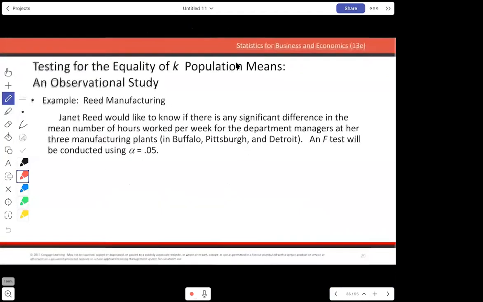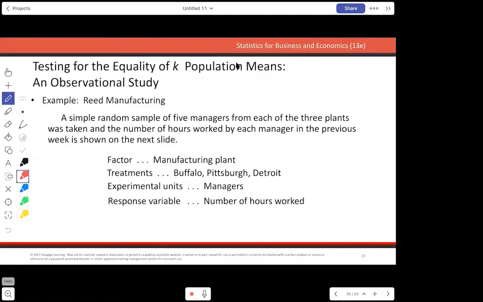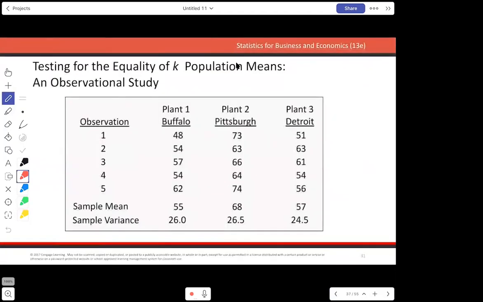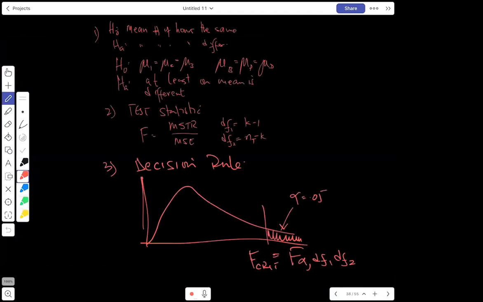Yeah, reading the problem: Janet Reed would like to know if there's any significant difference in the mean number of hours worked per week for the department managers at her 3 manufacturing plants in Buffalo, Pittsburgh, and Detroit. F tests will be conducted at 5%. Okay? So let's find the critical value.